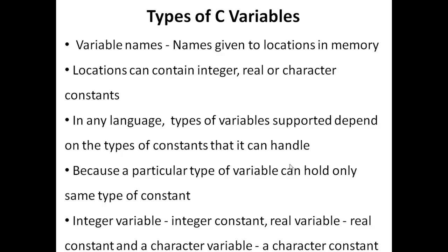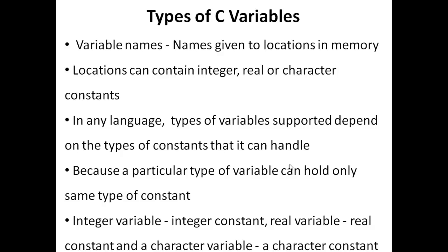So what are the types of C variables we have? Variable names are names given to locations in memory. Why do we actually name a memory location? It is easy for our reference, since we don't understand the memory addressing followed by the hardware. So we go in for a name, whatever name we like, and we can reference the values that are being stored in the memory. Locations can contain integer, real, or character constants.